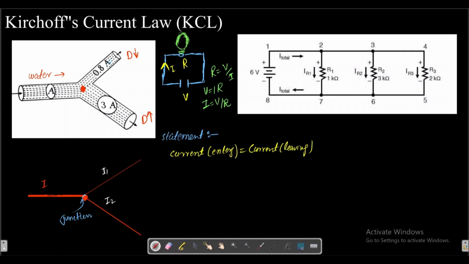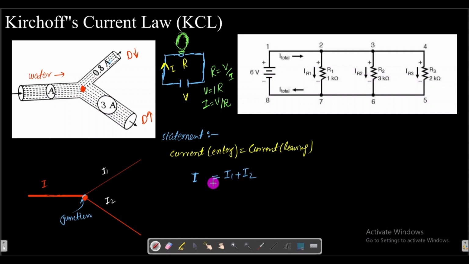So in this case the current entering the circuit is I, which is equal to the current leaving this circuit, which is actually I1 plus I2. So this is Kirchhoff's current law.